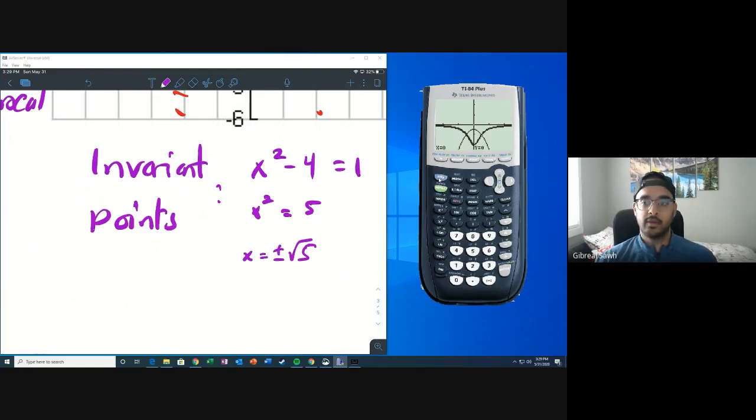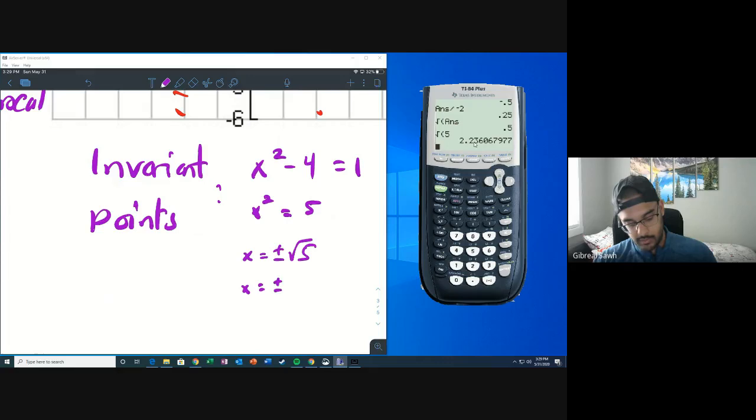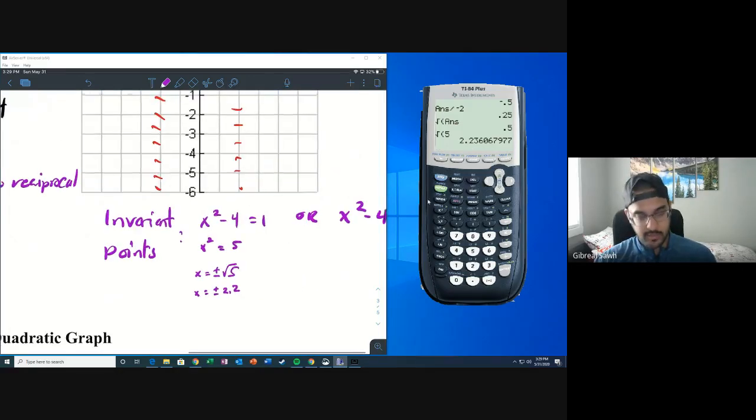And it's difficult to kind of graph that. So we're going to just take the decimal estimate of it to give us a rough idea. So roughly positive or negative 2.2 approximately. That'll just give us enough information to graph it. Now let's check the other one.